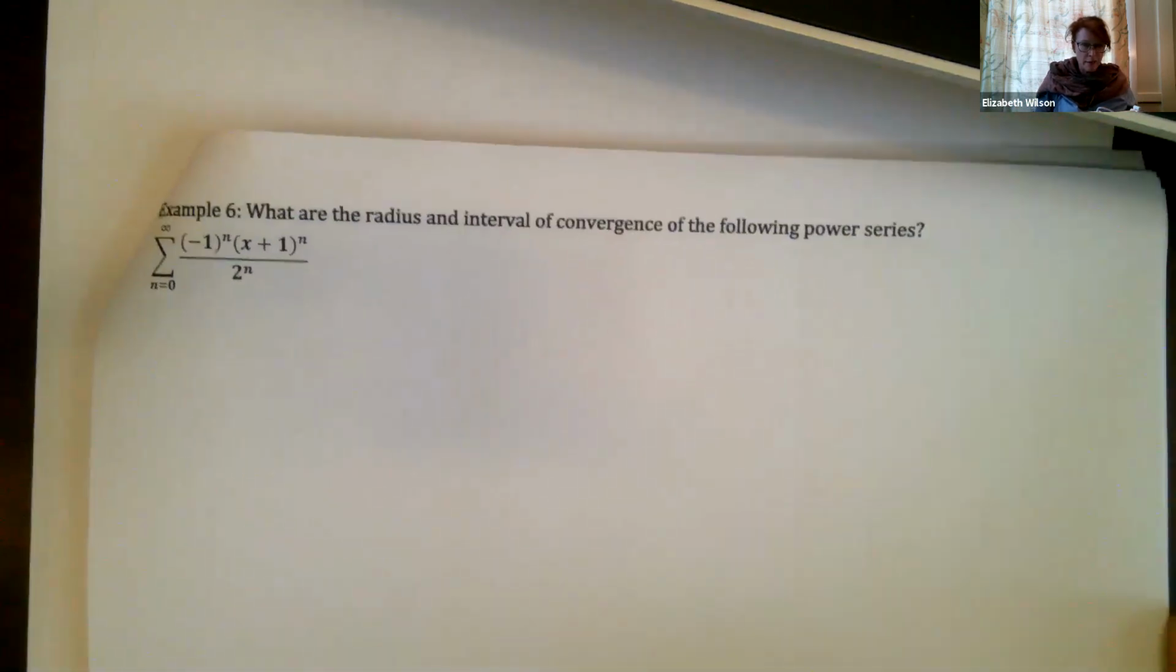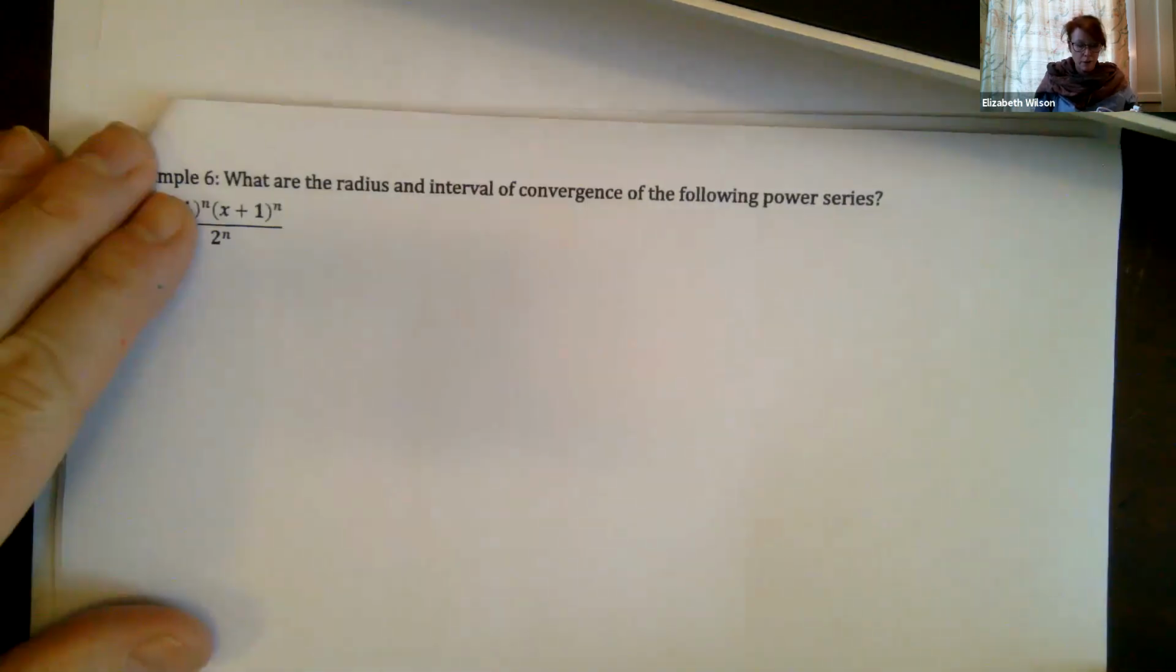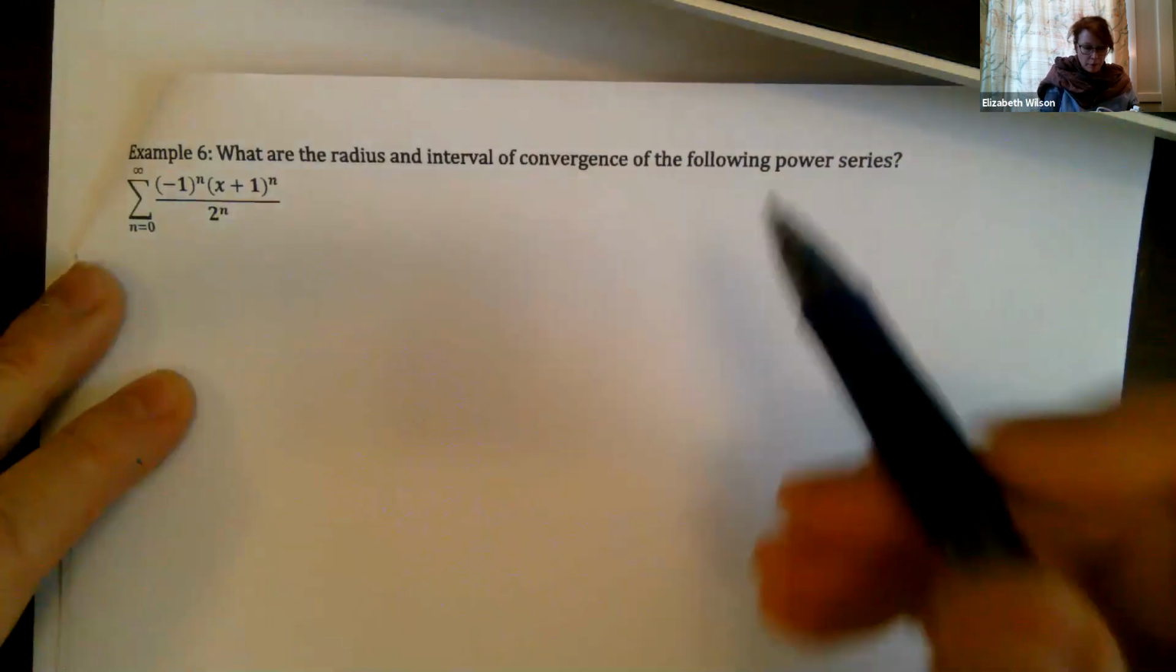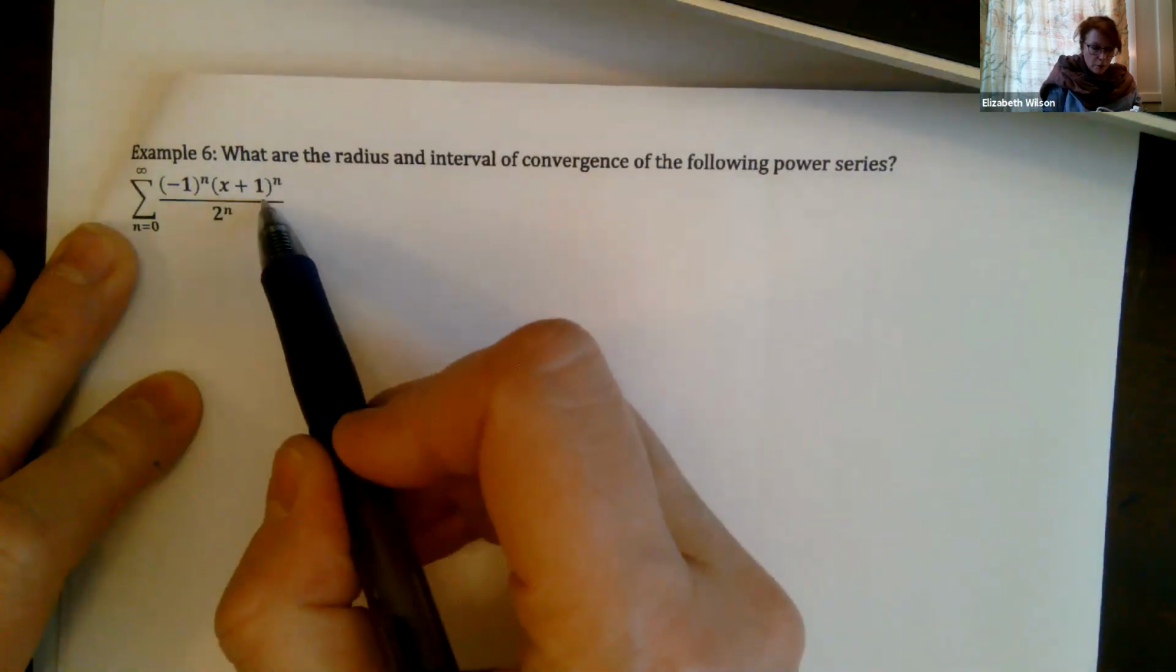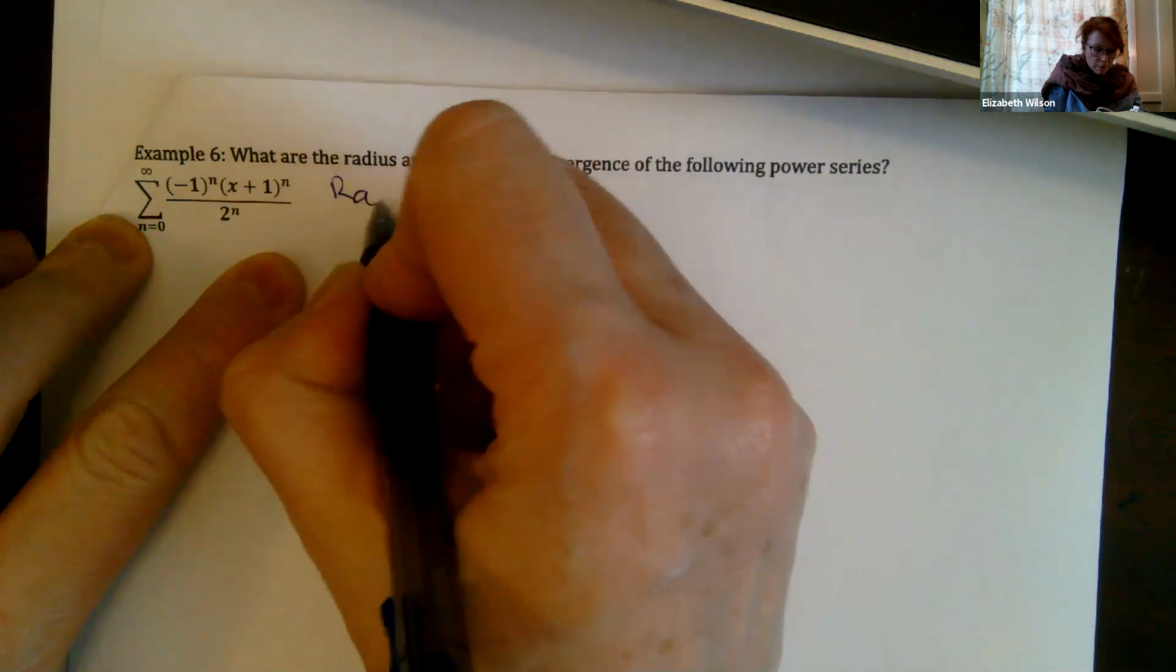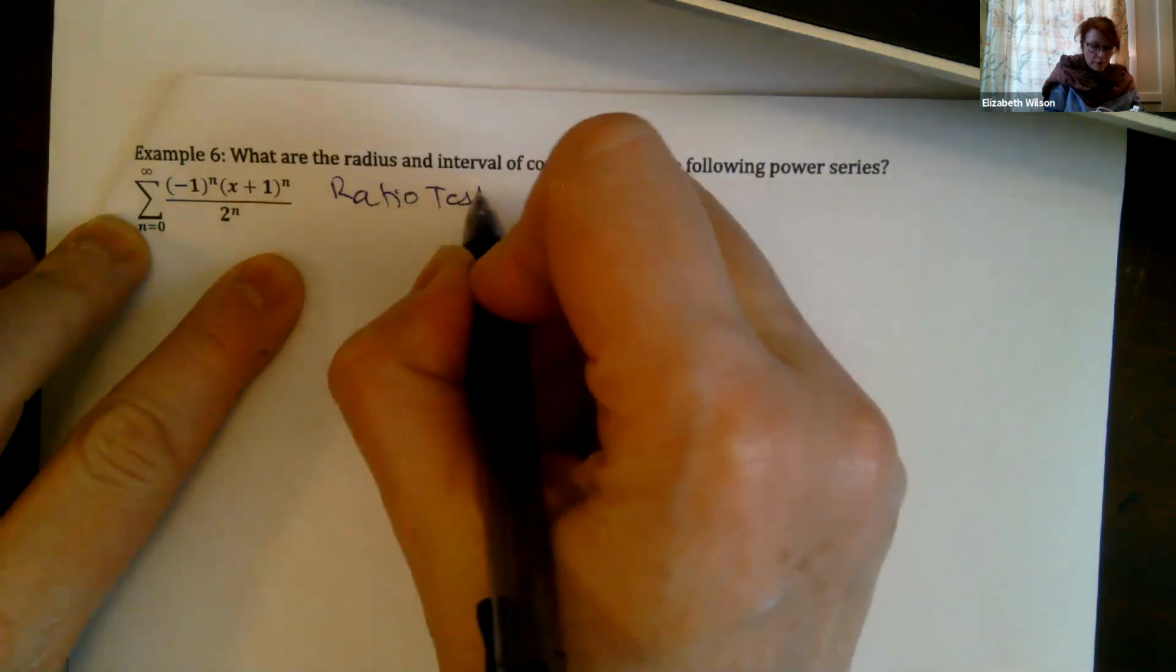Example 6. We want to find out what's the radius and interval of convergence for the following power series. Power series, polynomial, see it's an x. Okay, but when we do the ratio test, we're doing it as a function of n, right?